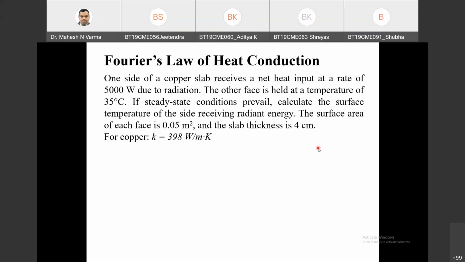If steady state condition prevails, calculate the surface temperature of the side receiving the radiant energy. Surface area is 0.5 meter square, thickness of the slab is 4 centimeter, and for the copper plate, thermal conductivity is 398 watt per meter Kelvin. What will be the temperature of the plate which is receiving the energy? 45 degrees Celsius, sir.